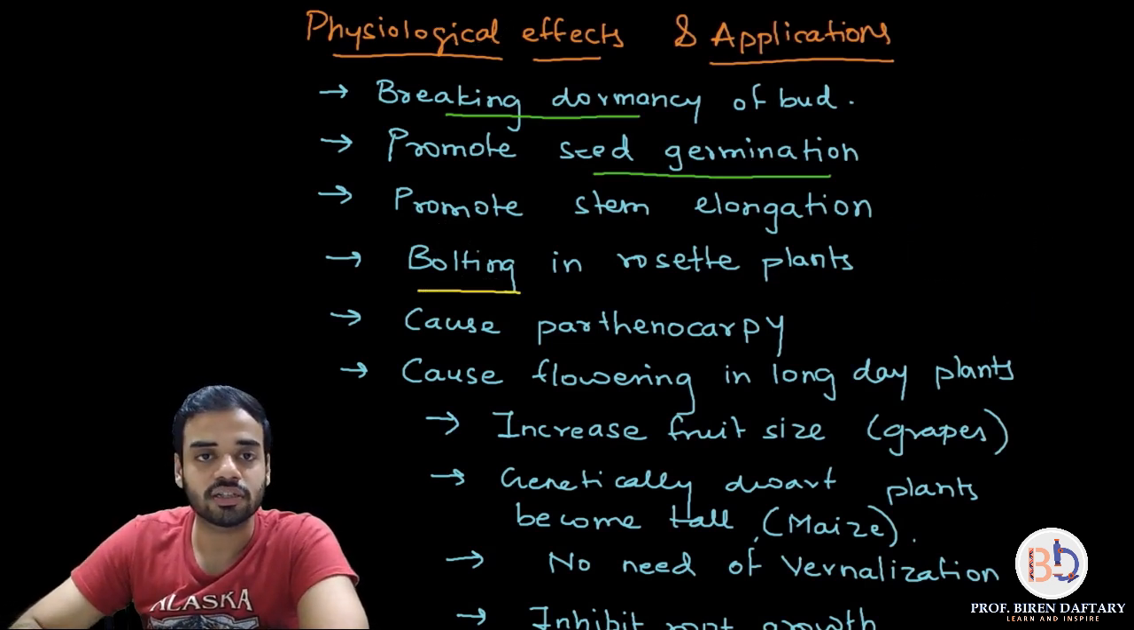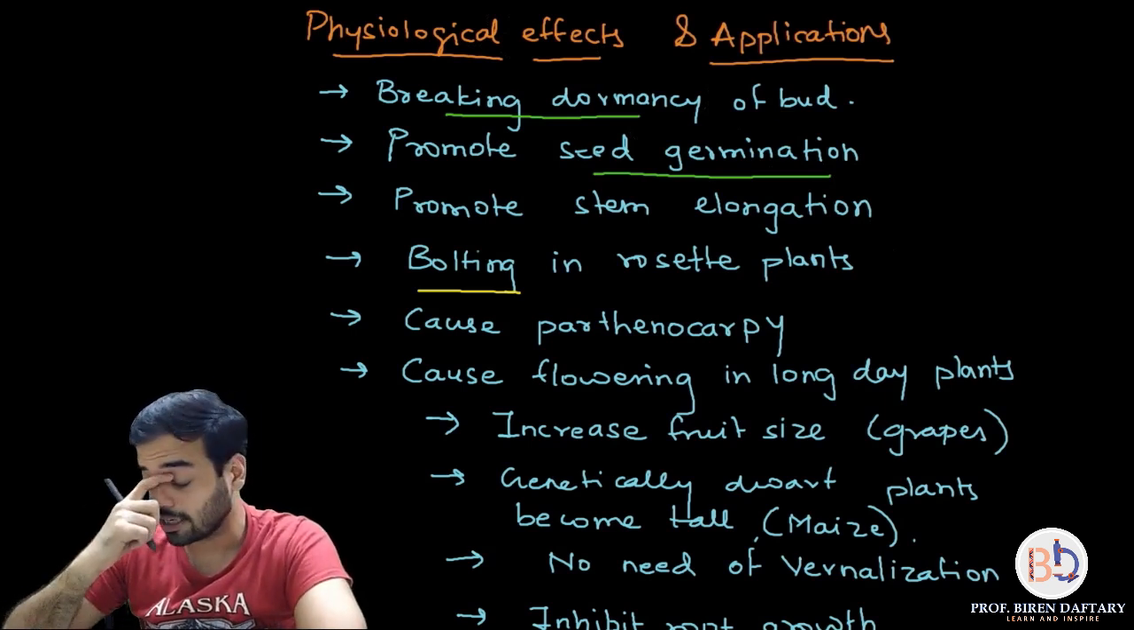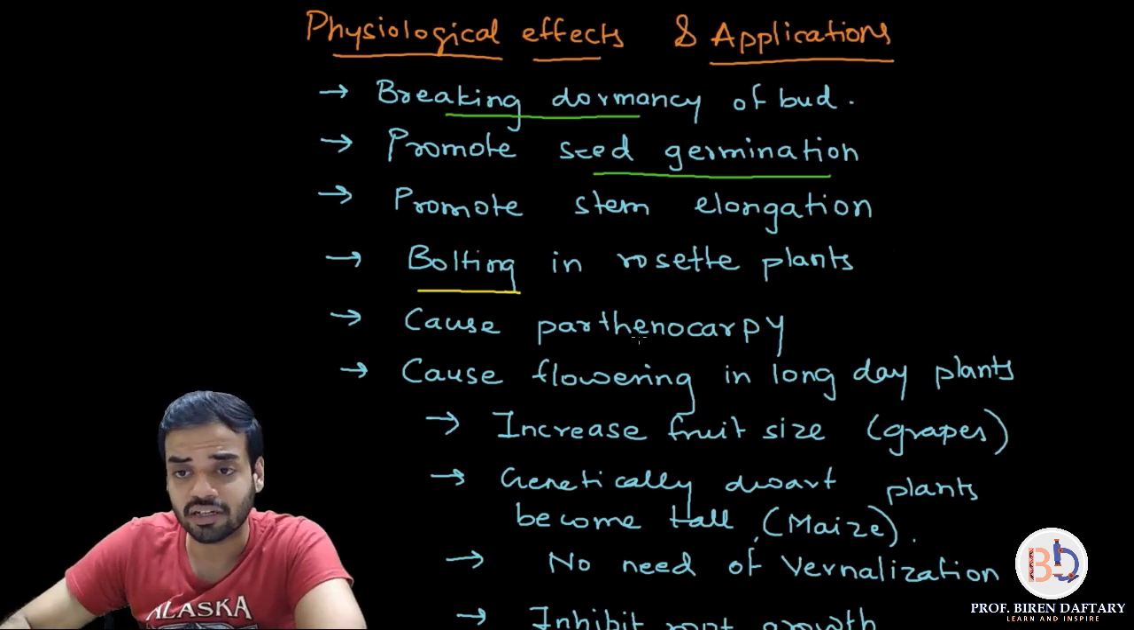Next, they cause parthenocarpy. Parthenocarpy is when seeds are not formed, so seedless fruits can be formed. That is an important application, just like auxin. So I will underline that.